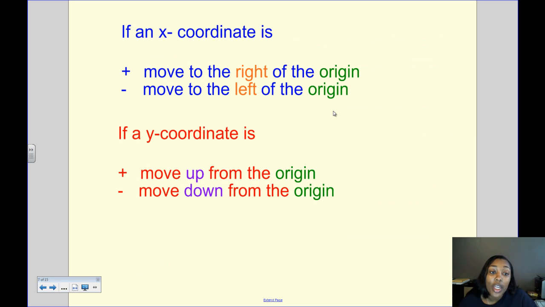So if an X coordinate is positive, you move to the right of the origin, and if an X coordinate is negative, you move to the left of the origin. If a Y coordinate is positive, you move up from the origin, and if a Y coordinate is negative, you move down from the origin.